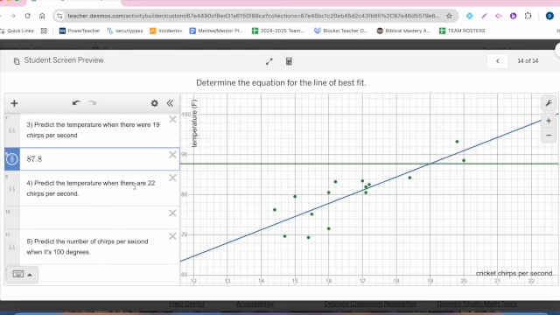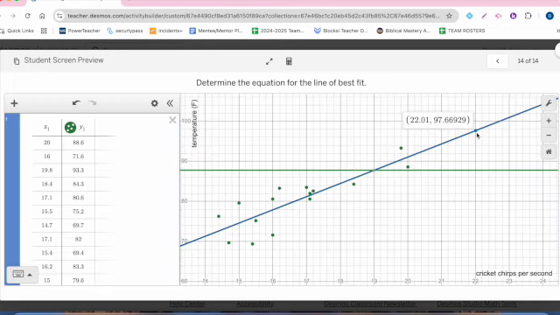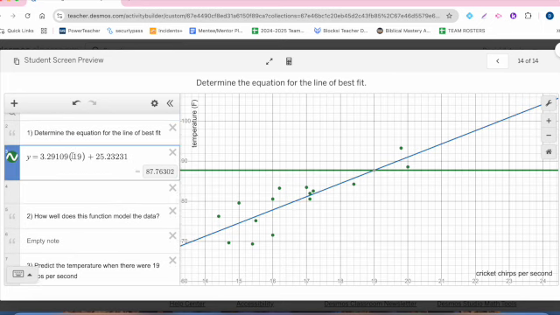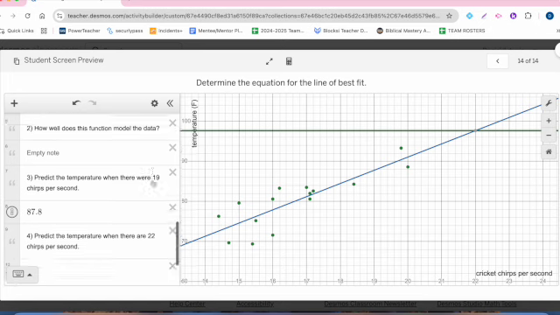Predict the temperature when there's 22 chirps per second. Just follow the line up to 22, or if you prefer, you get almost 98 degrees. Just, again, plug the number 22 into your function. Remember, this function is giving you the relationship between the temperature and the number of chirps. So if they're chirping 22 times per second, the function is going to predict what the temperature would be outside, 97.6 degrees.